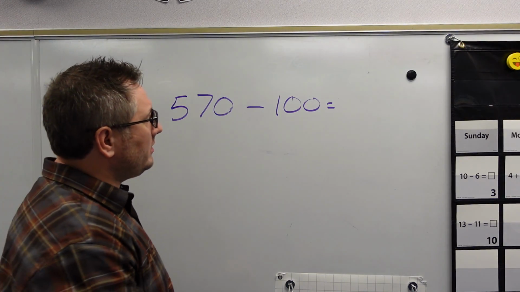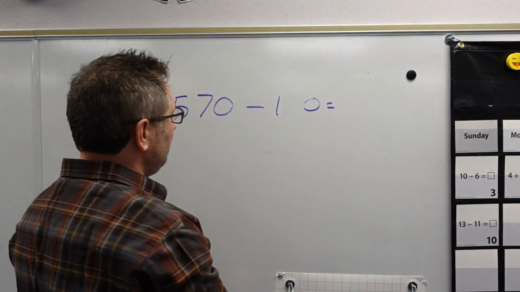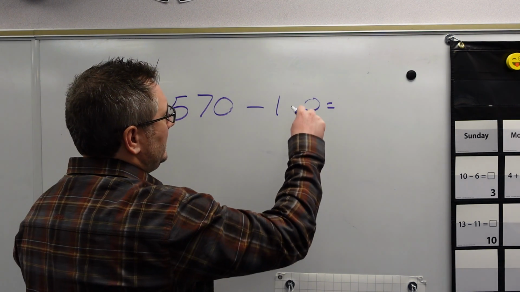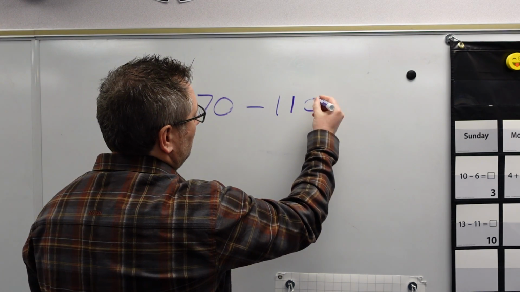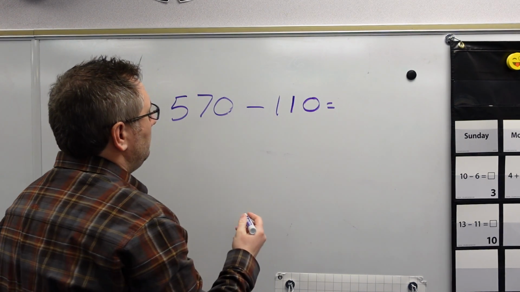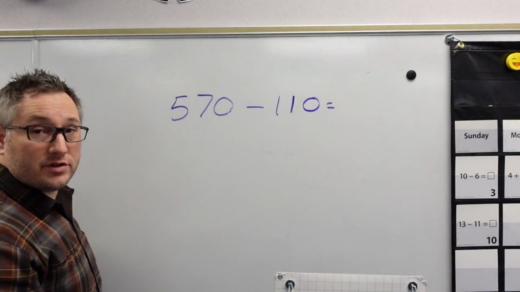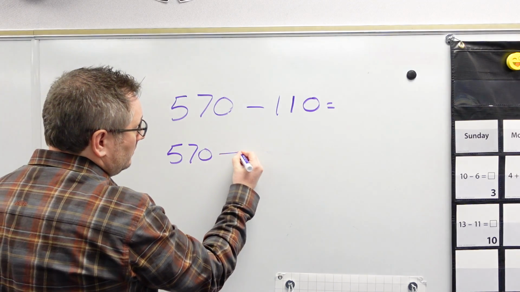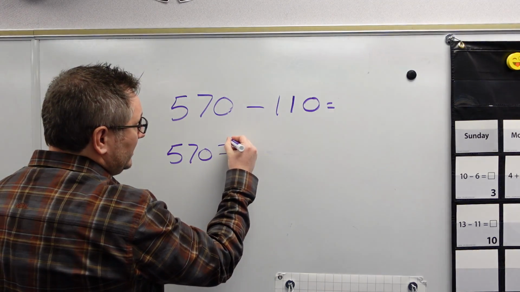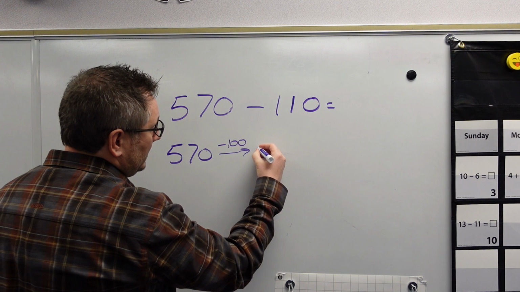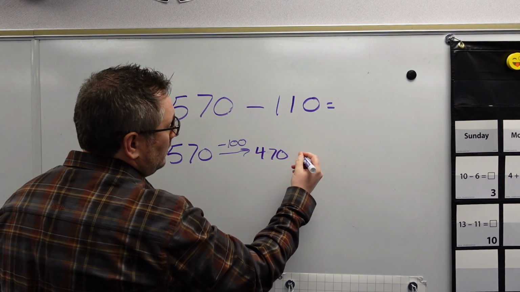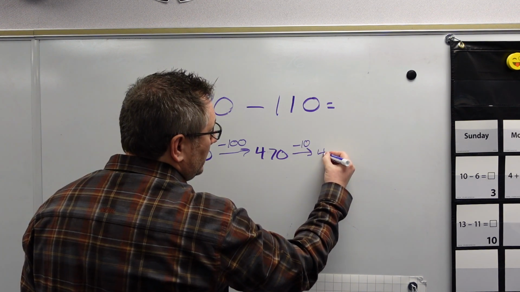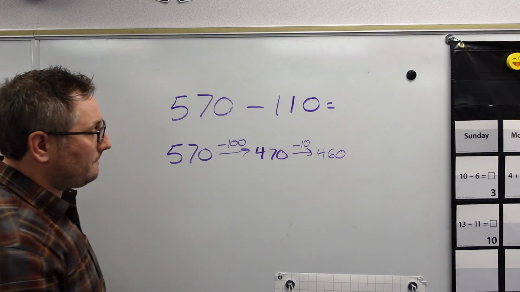If I wanted to make it harder, I could say 570 minus 110. Now I'll have to add an extra step. 570, we use our arrow and we take away 100. That equals 470. But we use another arrow to take away 10. That's 460. There's our answer.